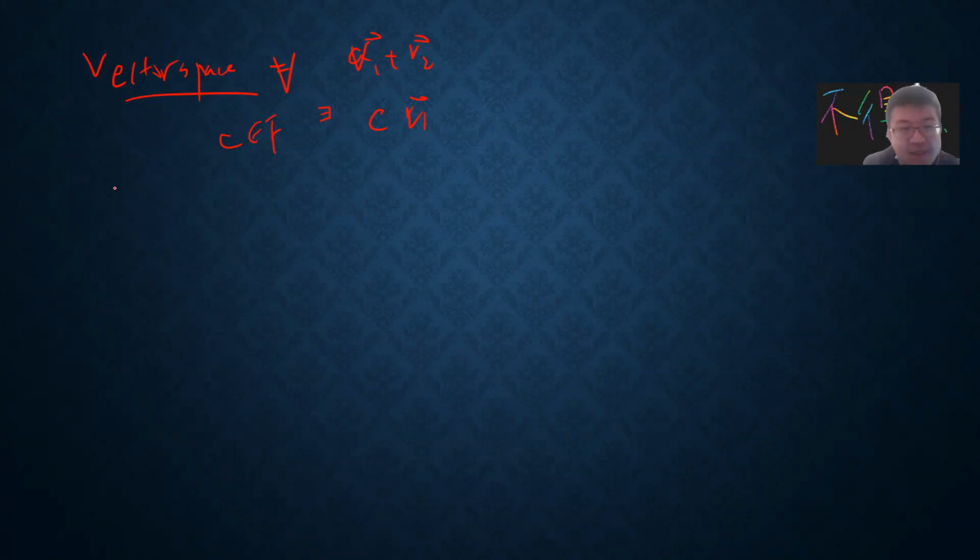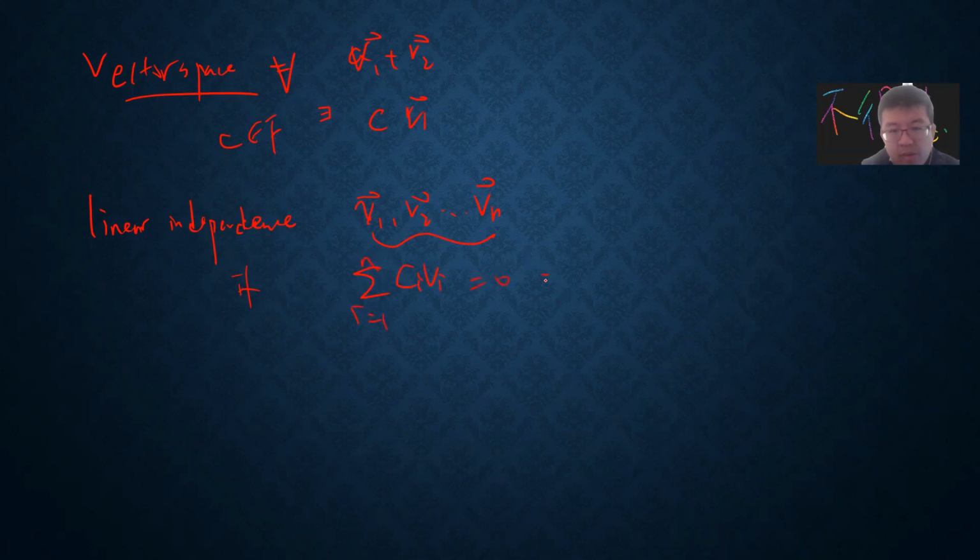Also there's linear independence. If you have vectors, let's say v1, v2, up to vn, we say that all these vectors are linearly independent if, suppose that the sum of ci vi, i from 1 to n, equals 0, then we have all ci equal to 0 for each i. This is called linear independence. Notice that the zero vector will not be linearly independent in any set.